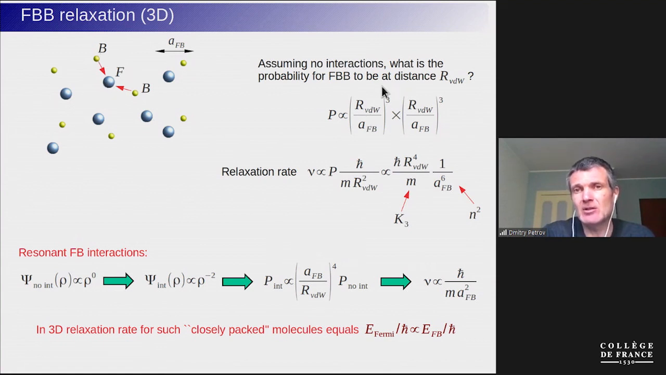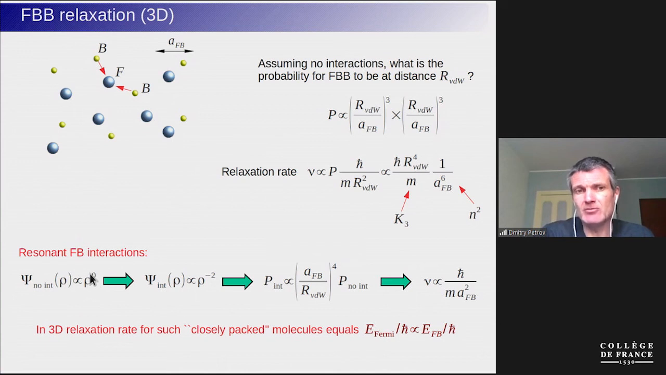And then the other one will also produce this probability. And the relaxation rate is then we multiply this probability by this intrinsic rate, this van der Waals rate. And we end up with this formula here. Unfortunately, when we introduce resonant FB interactions, this is the solution of the 3-body problem.